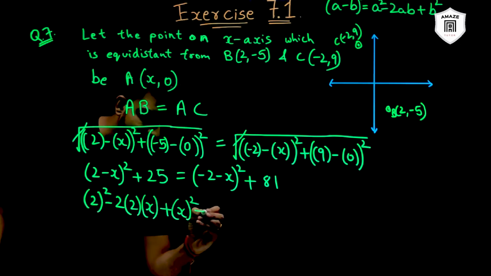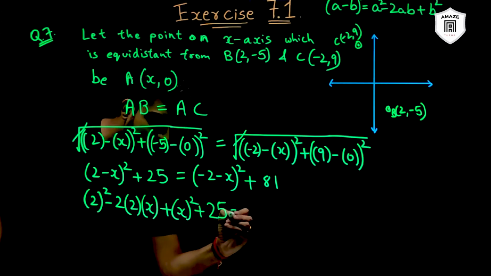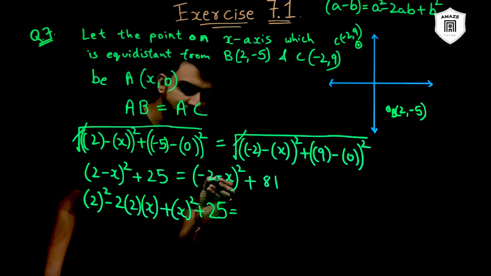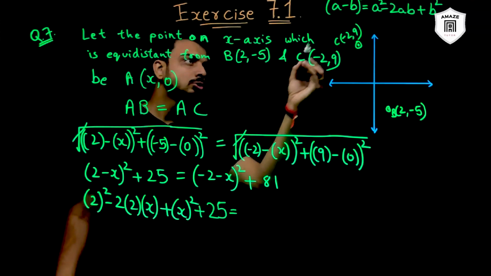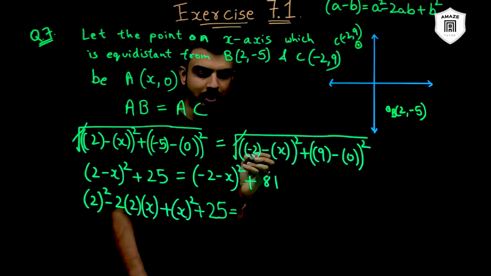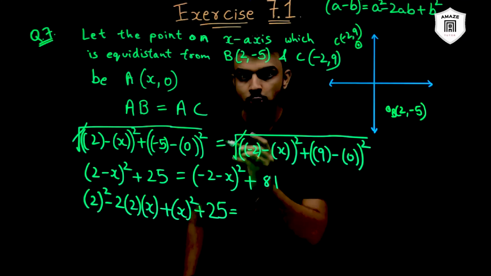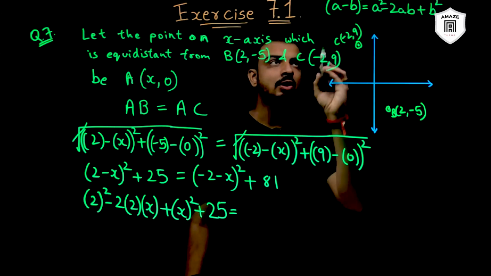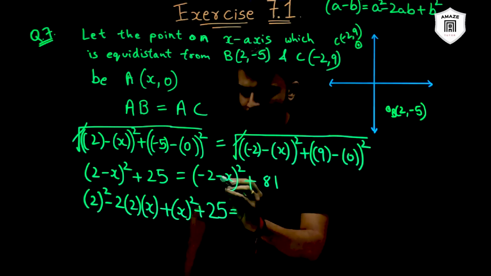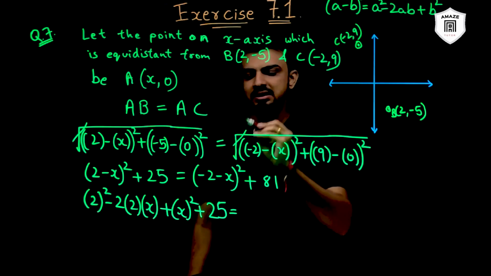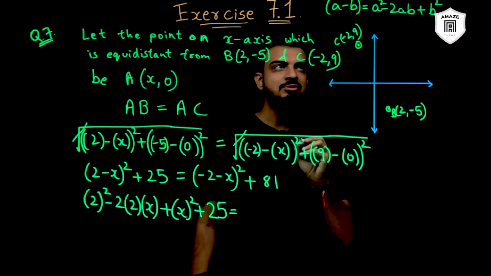This plus 25 remains as it is, equals to, again (a minus b) the whole square, because I am just looking at this minus in the center. So it's minus in the center, (a minus b) the whole square. So what is before minus? It's a. What is before minus? It's minus 2. So your a is here minus 2. What is after minus? It's b. What is after minus? It's x. So your b is x, right? A is minus 2 and b is x.